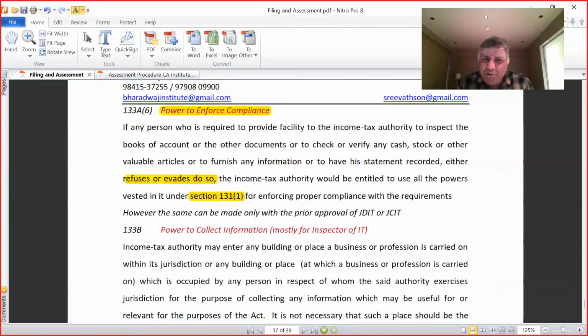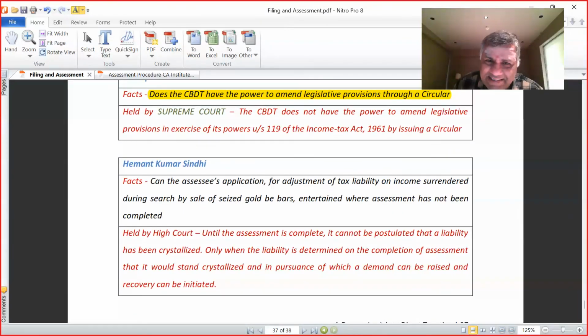So how do you expect the assessee's application for adjustment of tax liability on income surrendered during search cases by sale of gold bars, etc., to be entertained? Until the assessment is complete, it cannot be postulated that a liability has been crystallized. Only when the liability is determined on the completion of the assessment is it crystallized. So the assessee's application is a good case, with good intention so that the assessee can save some interest. But the law says completion of assessment is mandatory for using it.